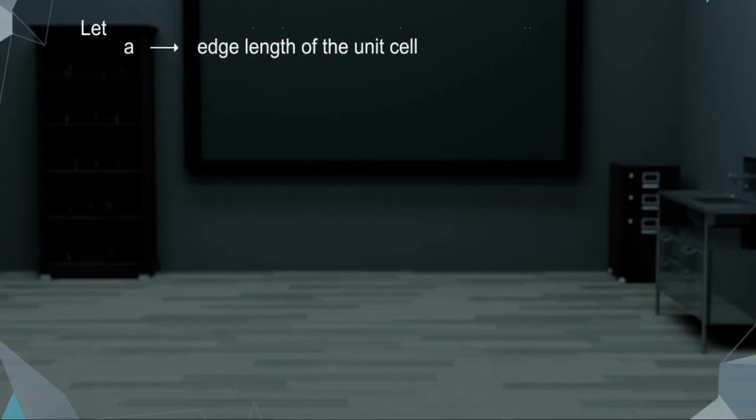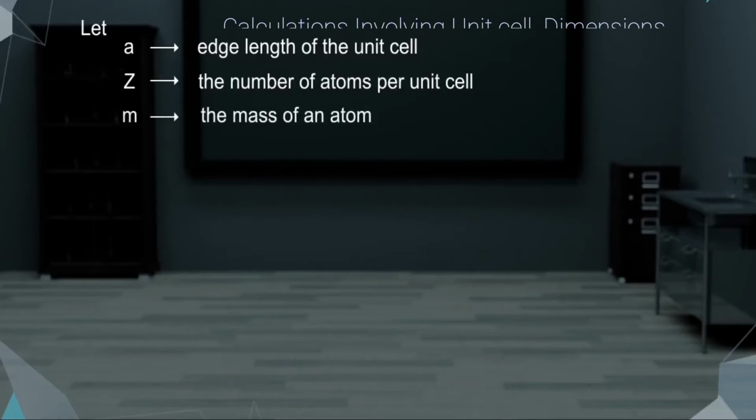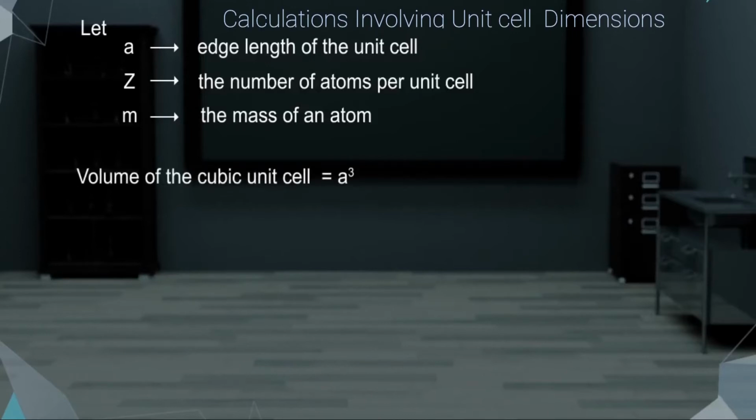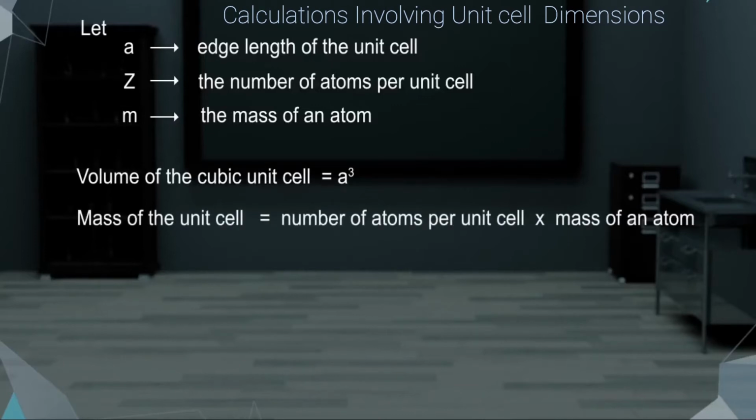Let a be the edge length of the unit cell, capital Z the number of atoms per unit cell, small m the mass of an atom. Now, the volume of the cubic unit cell is equal to a cube. Mass of the unit cell is equal to number of atoms per unit cell multiplied by mass of an atom. Mass of the unit cell is equal to capital Z multiplied by small m.